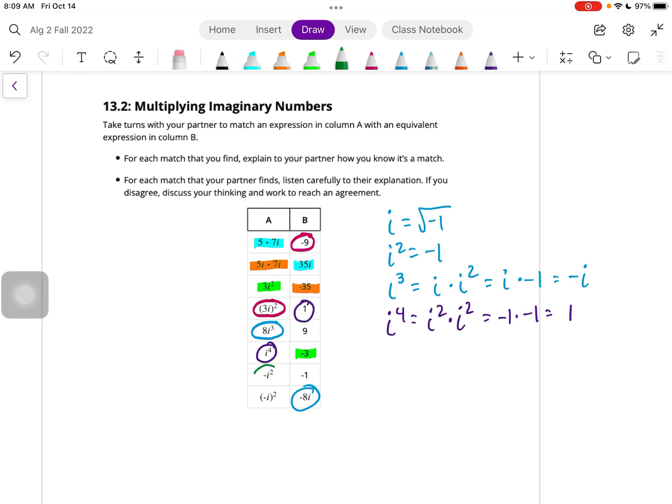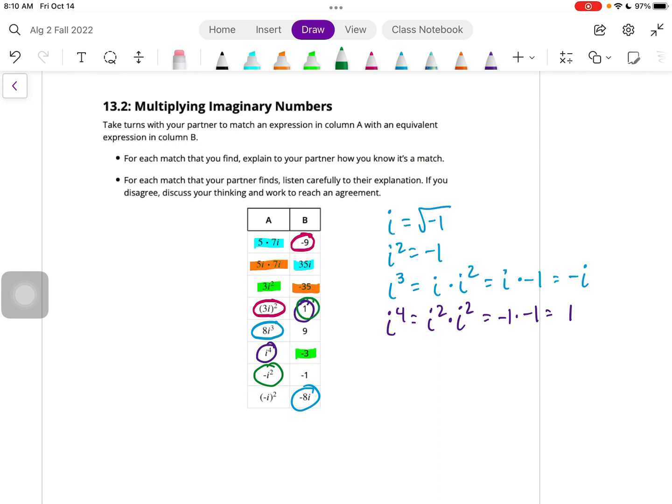All right, -i squared, that's going to give us -1. So that also should be +1. Did I mess up here somewhere? No, I didn't. So it's not a 1-to-1.